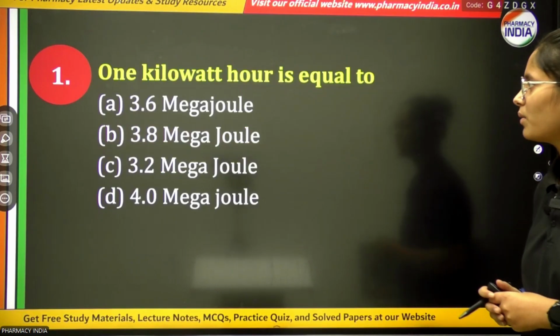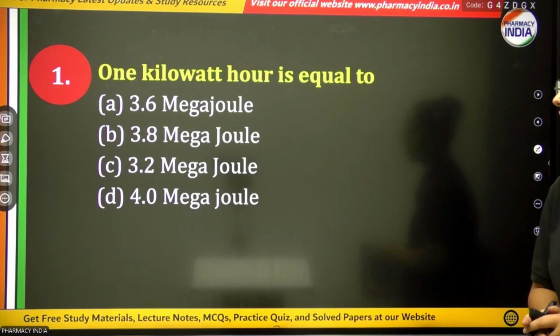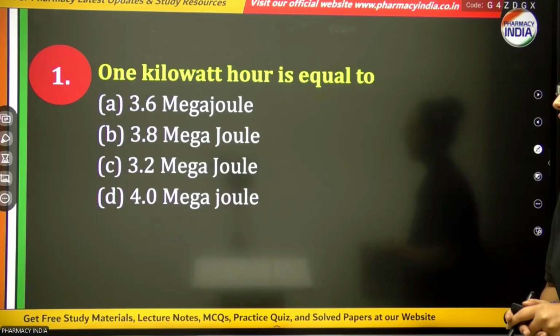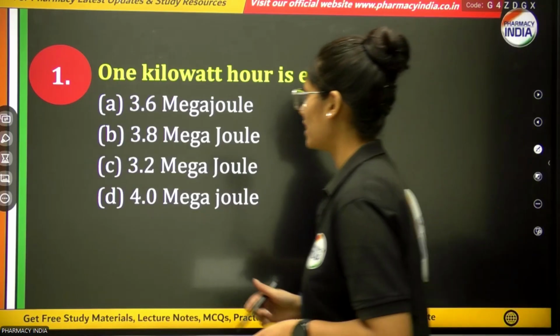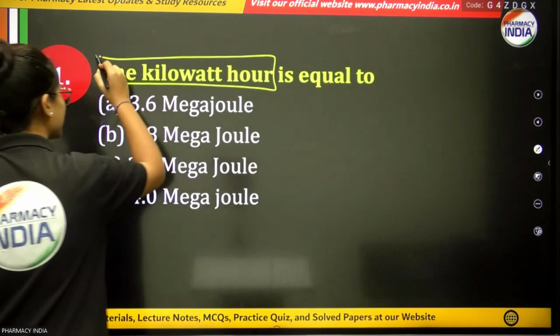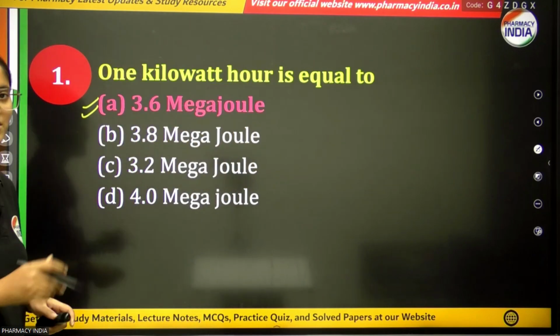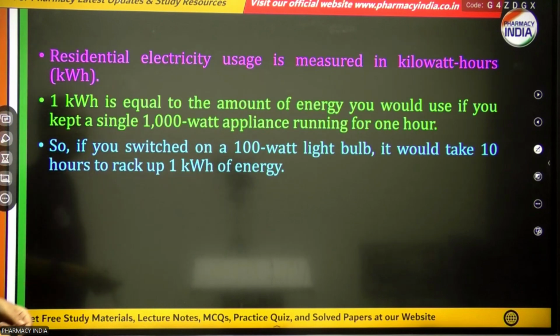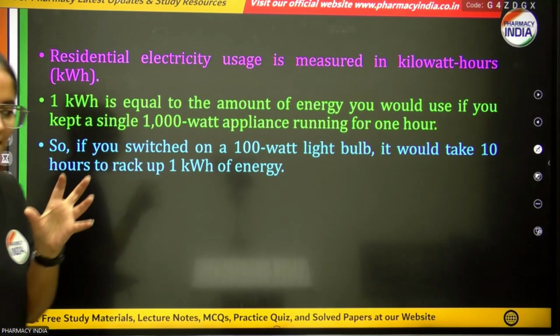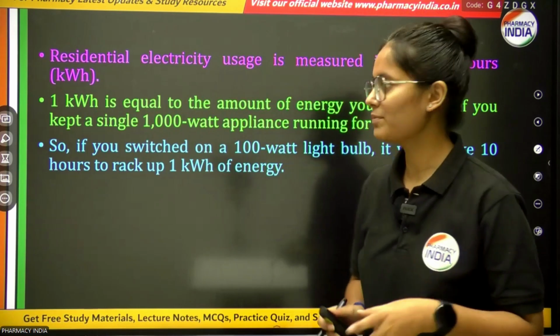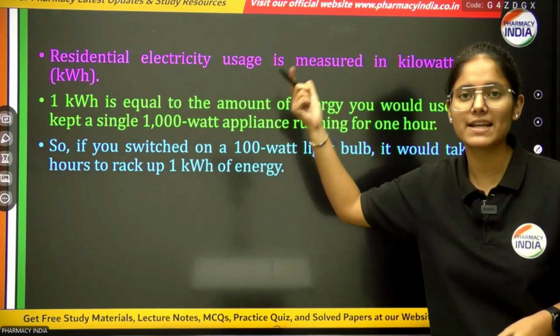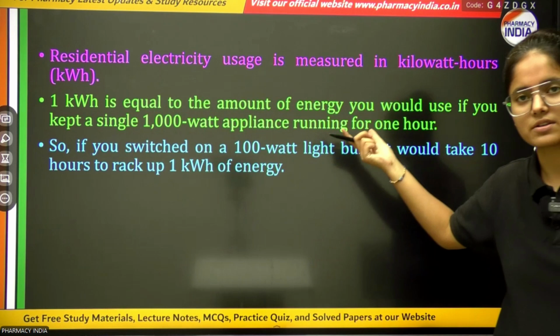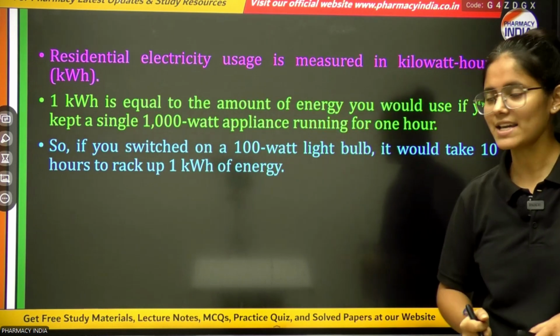The question is: 1 kilowatt hour is equal to 3.6 megajoule, 3.8 megajoule, 3.2 megajoule or 4.0 megajoule. Basically 1 kilowatt hour is equal to 3.6 megajoule. Now what is 1 kilowatt hour or what is megajoule? Kilowatt hour is a type of unit in which residential electricity usage is measured.